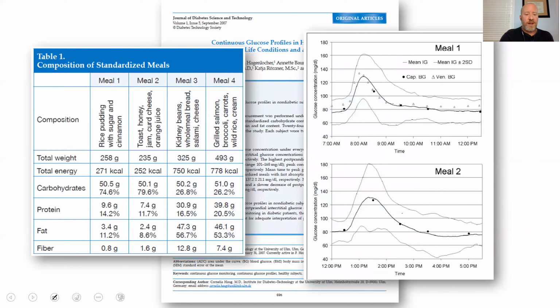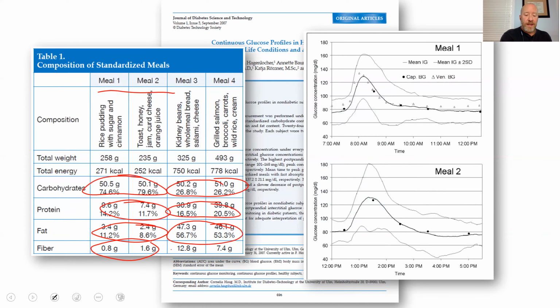So here you have the standardized meals. Meals 1 and 2, you can see there were 75 to 80% carbs, relatively lower protein, relatively lower fat, and not a whole lot of fiber. In meals 3 and 4, notice that the carbohydrate content was only about 27%. Protein was reasonable, quite a bit of fat, and quite a bit of fiber. Now, if you look here, over meal 1 and meal 2, the highest average glucose after that first meal was only about 130. The highest glucose after meal 2 was also only about 130 as well.